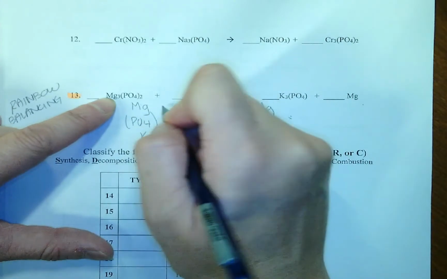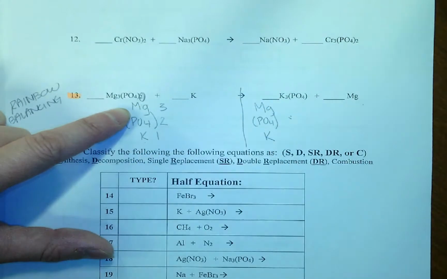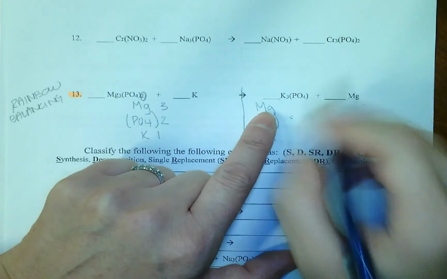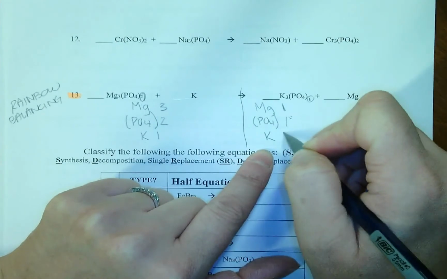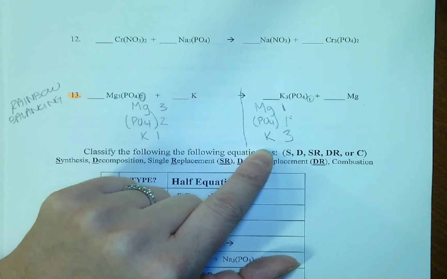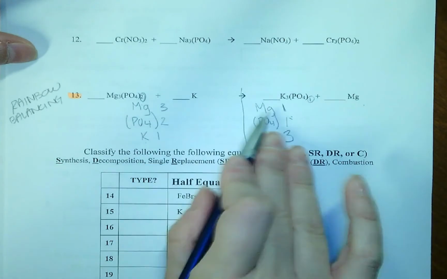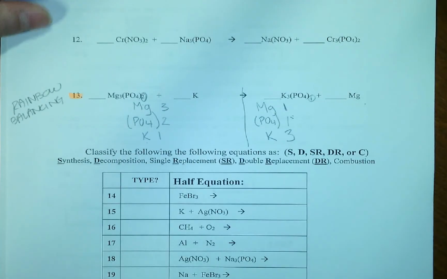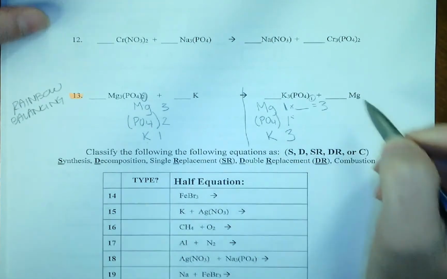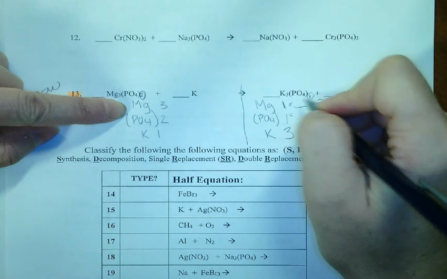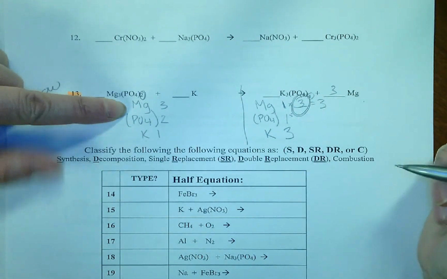I've got 3 magnesium to start with. I've got 2 phosphates over here and only 1 potassium. On this side, I've got 1 magnesium. I've got an invisible 1 phosphate and 3 potassiums. So let's start from the top and work our way down. Okay. I see I've got 3 magnesiums and 1 magnesium. So we always ping pong over to the smallest side over here. And I need to say times blank equals 3. So that it matches the bigger side. So 1 times 3 equals 3. I'm going to put that there and call magnesium balanced for now.